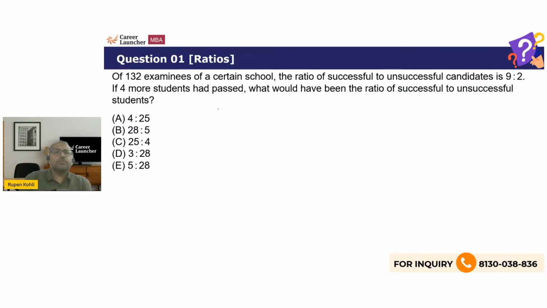Right, so 132. First of all, you need to split 132 in the ratio of 9:2 between successful and unsuccessful candidates. 9 plus 2 is 11. 11 into 12 is 132. So you need to multiply these ratio numbers with 12. 12 nines are 108. 12 twos are 24. That adds up to 132. So that's the total number of students, and that's the successful and unsuccessful.